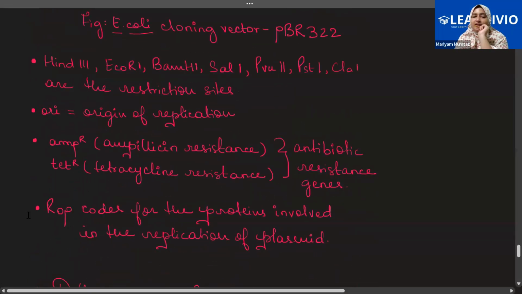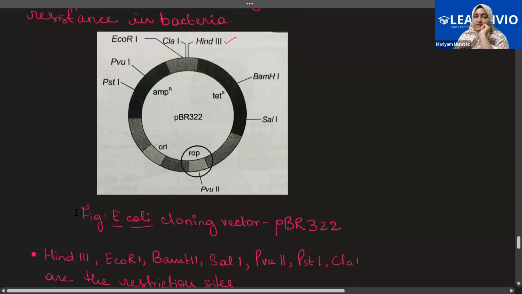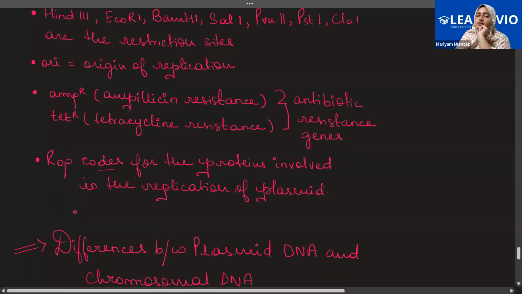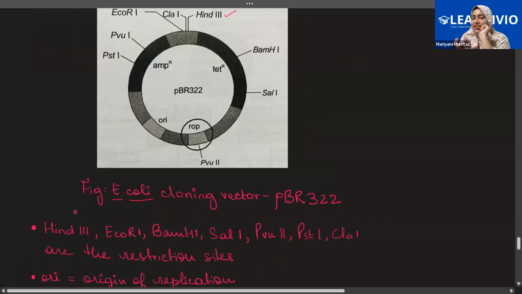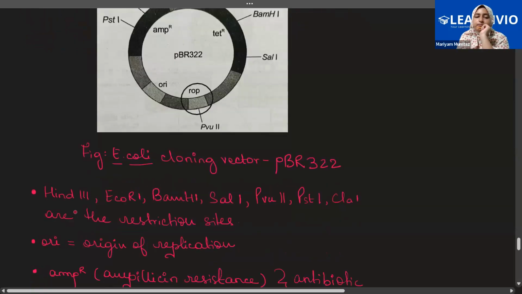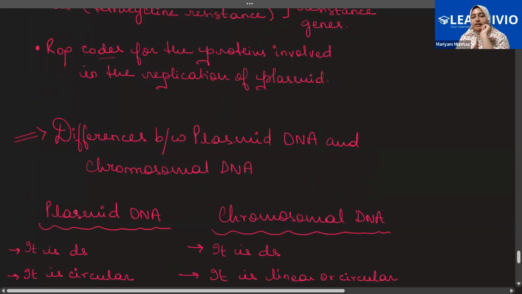Then there is another thing, that is ROP. If you see here, ROP, this is the region of plasmid. This region codes for the proteins that are involved in the replication. So ROP will help ORI to replicate. That's it. So this plasmid has a name. It is pBR322. Okay. Any doubts?